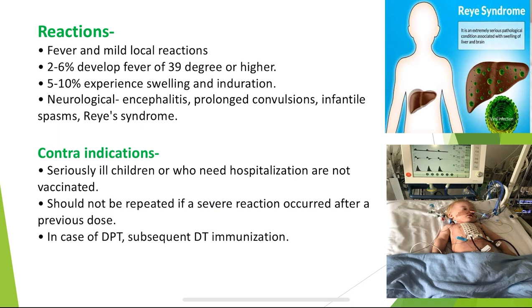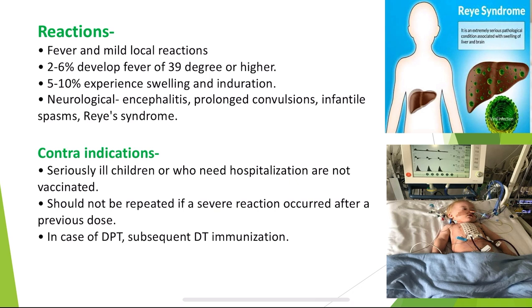Whereas the most severe complications, what are they? They are neurological, like encephalitis, prolonged convulsions, infantile spasms, and Reye's syndrome. In Reye's syndrome, you can see inflammation of the liver and the brain tissues, there is encephalitis and hepatitis.